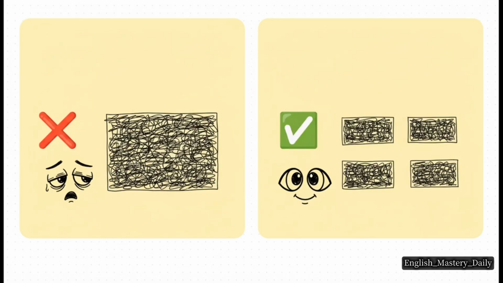Next up, please avoid the giant wall of text. Nobody has time to read a novel in their inbox. The solution is simple. Use short paragraphs. White space is your friend. Stick to one main idea per paragraph. It makes your email so much easier to scan and actually understand.